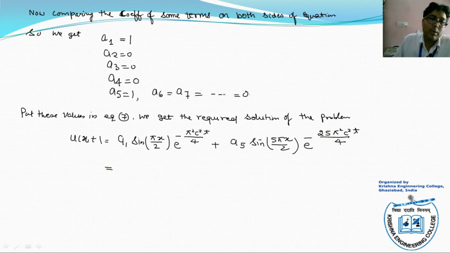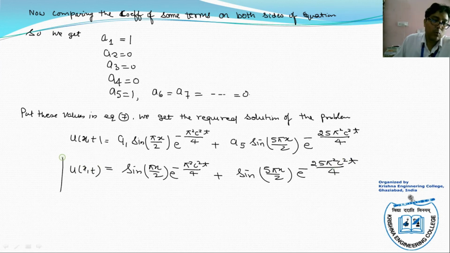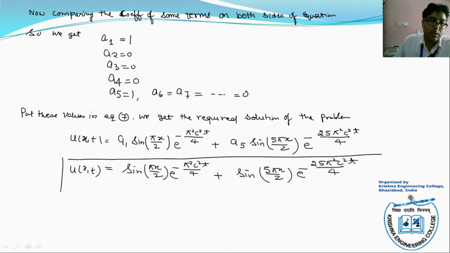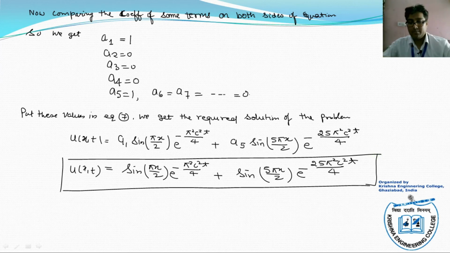Now put the value of a1. The value of a1 is 1. So this becomes sine pi x by 2 e to the power minus pi square c square t upon 4. Clear? Plus the value of a5 is also 1. So this term becomes sine 5 pi x by 2 e to the power minus 25 pi square c square t upon 4. Clear? This is the required solution of the problem. I hope you understand this problem very well.